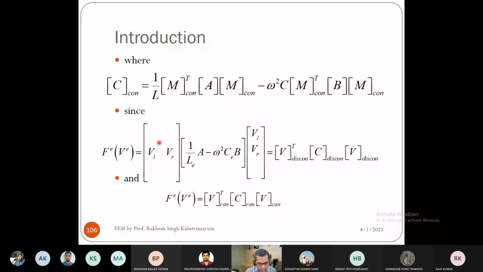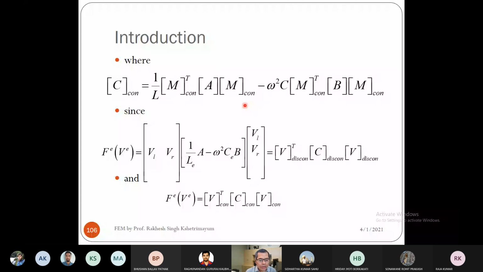So the expression for the global coefficient matrix, which is also called the connected matrix here, will have two terms. This was the expression for FEBE. So here, if you look, C disconnected is dependent on A and B. And if you want to find out the C connected matrix, or the global coefficient matrix, I can find it from the C disconnected, or the local coefficient matrix, by pre-multiplying with the transpose of the connection matrix and post-multiplying with the connection matrix.